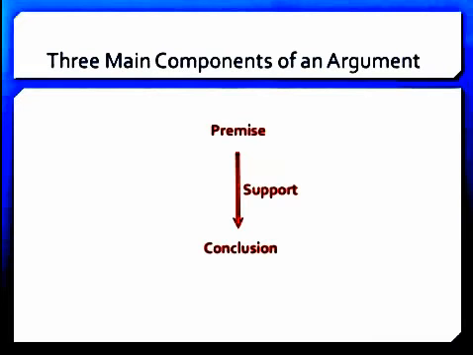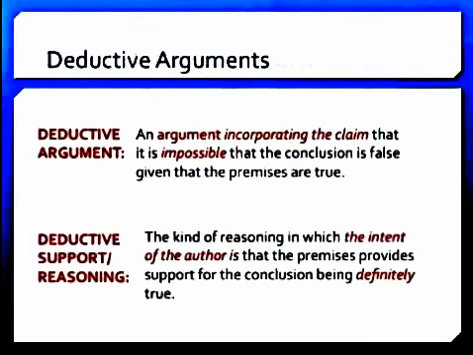So every argument has at least one premise, a conclusion, and support. We also discussed how types of argument, deductive arguments and inductive arguments, are different depending on the kind of support that they use. A deductive argument has been defined as an argument incorporating the claim that it is impossible that the conclusion is false given that the premises are true. And the kind of support that a deductive argument uses is one in which the intent of the author is that the premises provide support for the conclusion being definitely true.